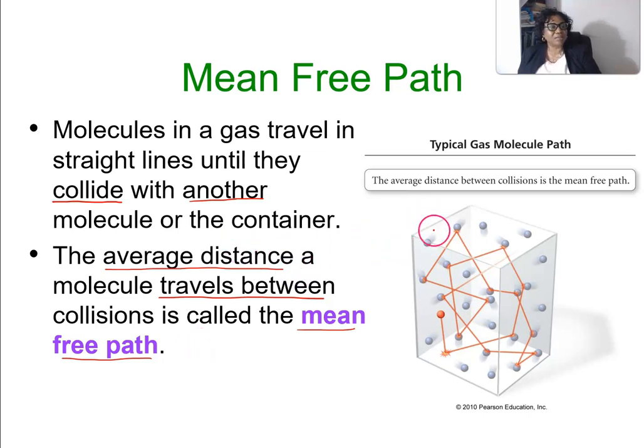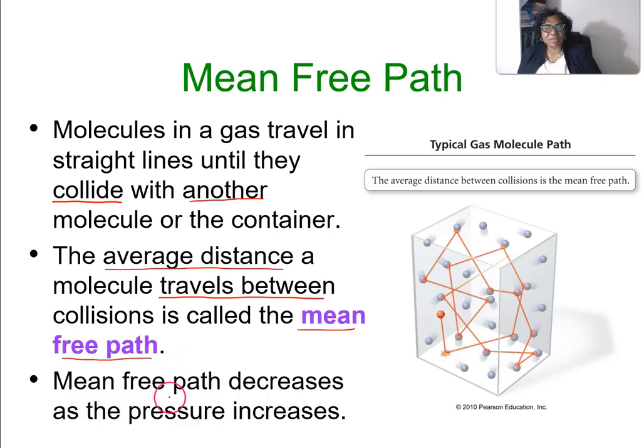So we can see here, the average distance between collisions is the mean free path. Look at the gas particles moving around. We can look at the distance from here to here. So that's what we are talking about. Mean free path decreases as the pressure increases. As the pressure increases, the molecules come together. They're not far apart anymore. So the mean free path decreases as the pressure increases.